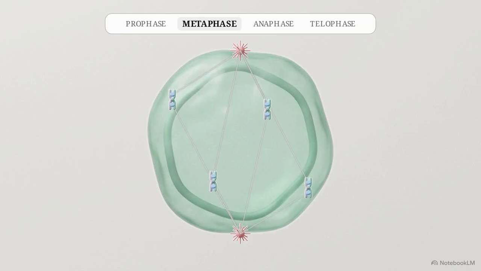In metaphase, the mitotic spindle fibers attach directly to the kinetochores on each chromosome. Once the connection is established, these fibers exert equal and opposing tension from both sides of the cell. This tension pulls the chromosomes into a single line along the central axis of the cell, known as the equatorial plate or the metaphase plate.